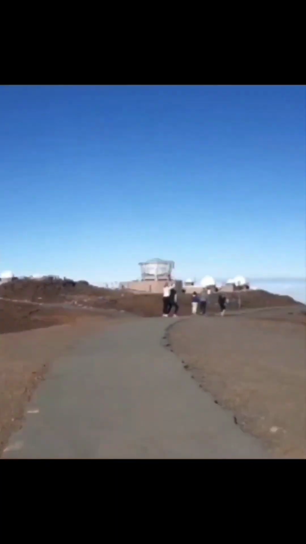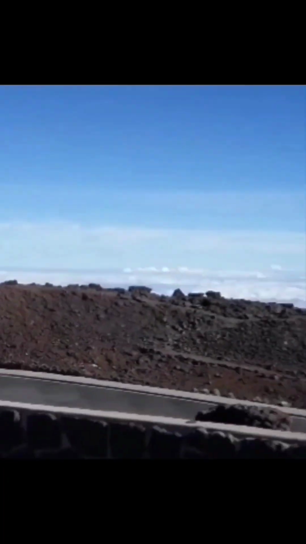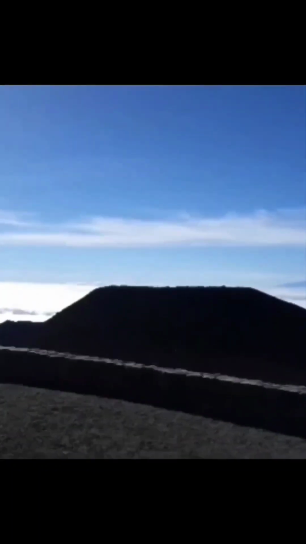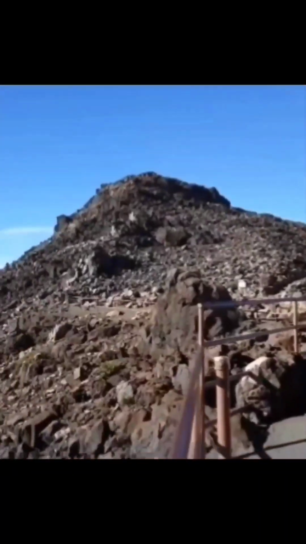Pardon my heavy breathing, because, yeah. So here we are in a volcano, I think, 10,000 feet up. You see how we are in the clouds, but we're up above them in this cool place.